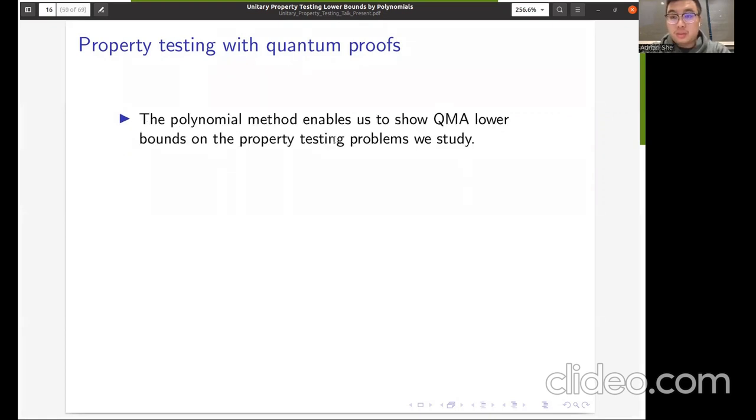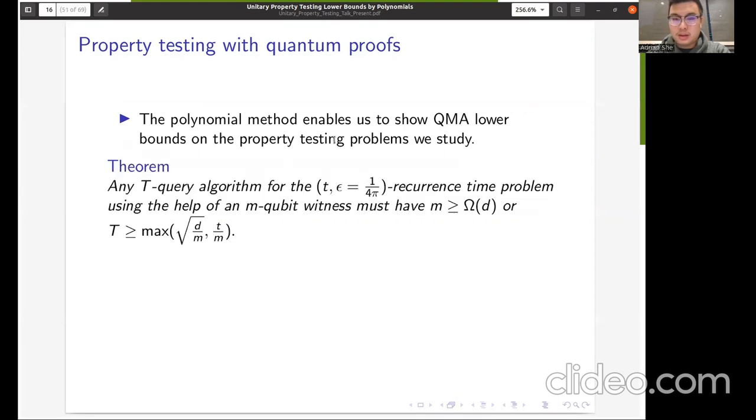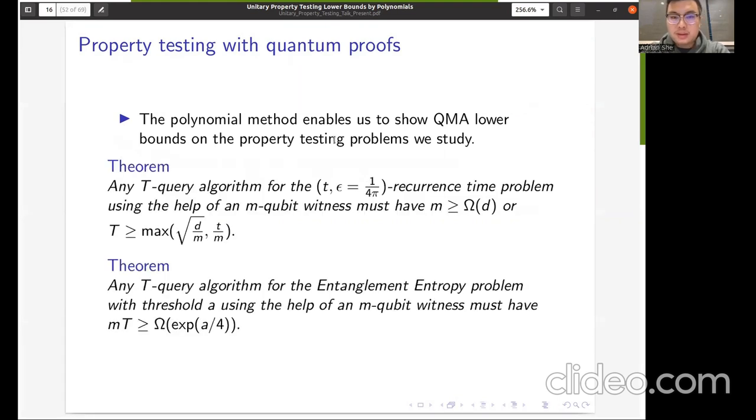One advantage of the polynomial method is that it enables us to immediately prove lower bounds on the property testing problems that we study in the QMA setting. And we state our lower bounds here for the recurrence time problem and the entanglement entropy problem on the slide. These are quite similar to the BQP lower bounds, except with the additional parameter M, which is the number of qubits in the witness.